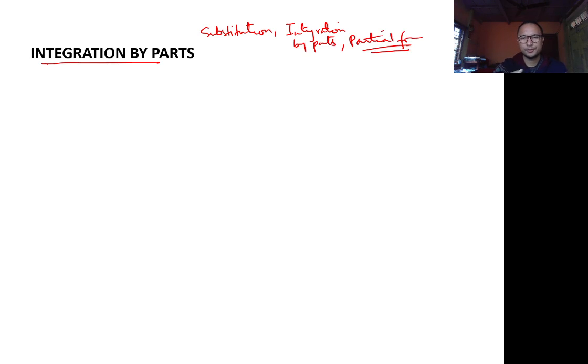So now we will move on to integration by parts. The methods we have are substitution, and then integration by parts, and then partial fraction. So now today let's discuss integration by parts.